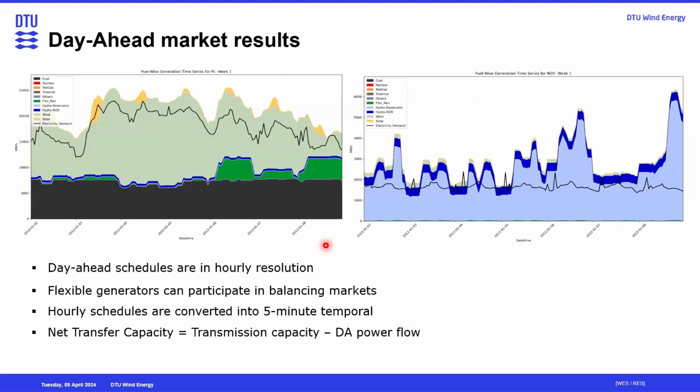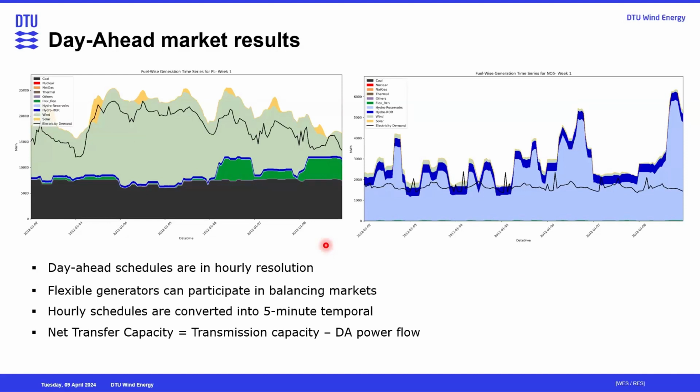So if we look at the day ahead market results, again for Poland for another week here. Day ahead schedules are in hourly resolution, and only the flexible generators can participate in the balancing market, and hourly schedules are interpolated into 5-minute temporal resolution. And net transfer capacity is transmission capacity minus day ahead power flow.